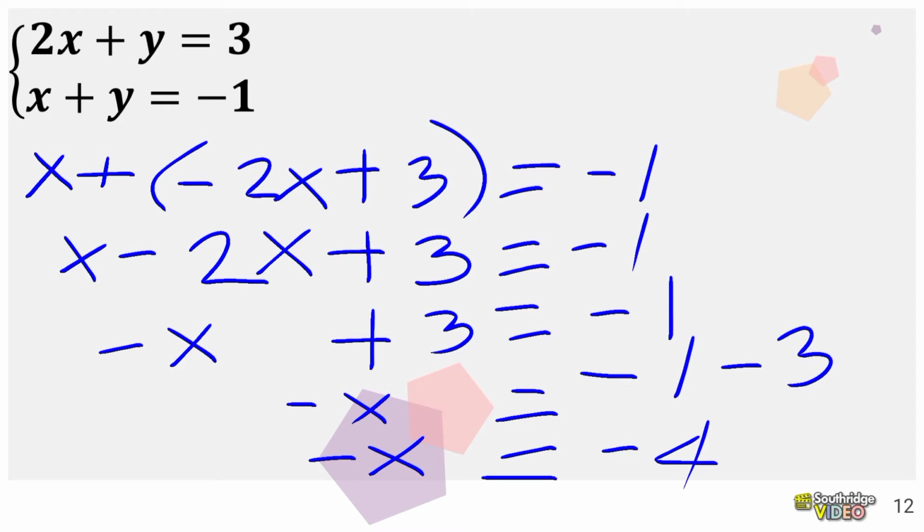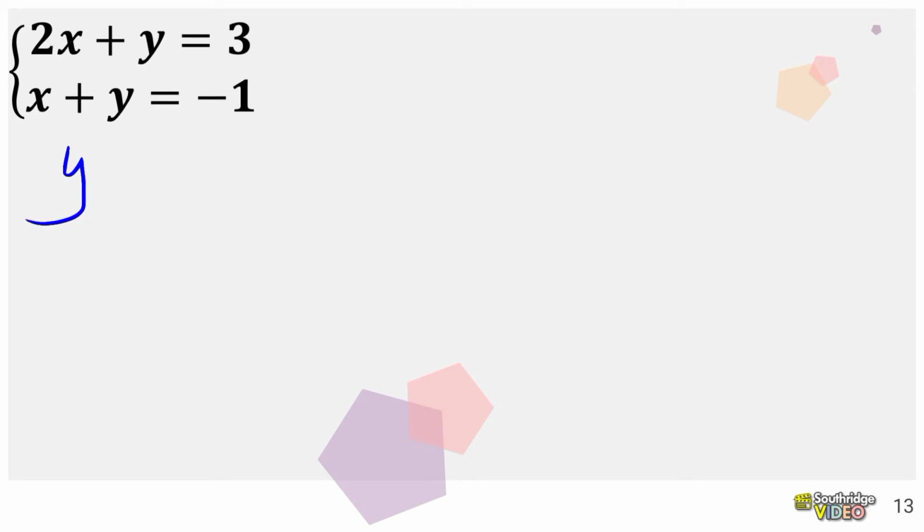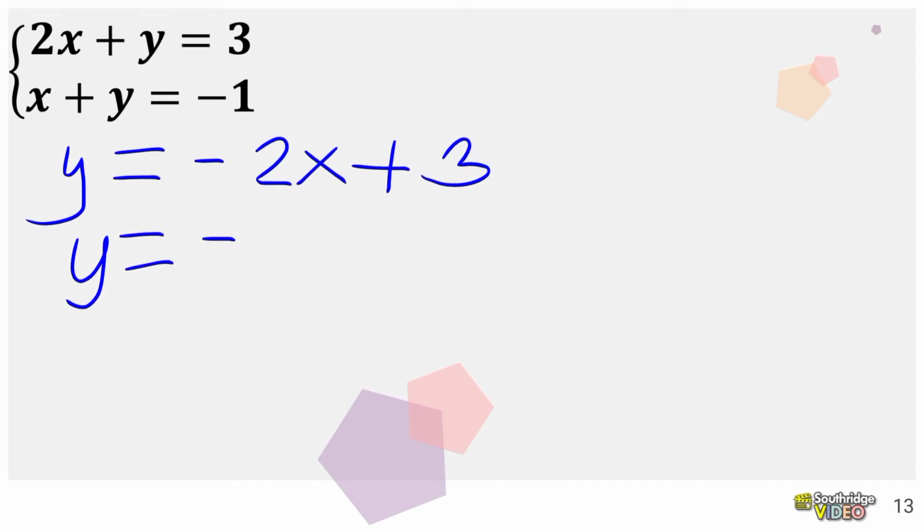Same process. Since the variable x here is negative, we need to simplify further. So it means the value for x is actually positive 4. So we already have the value for variable x, which is positive 4, and we can now use it to solve for y. Remember that the new equation from a while ago is y equals negative 2x plus 3. So the value for x that we obtained is positive 4. So we substitute it, plus 3.